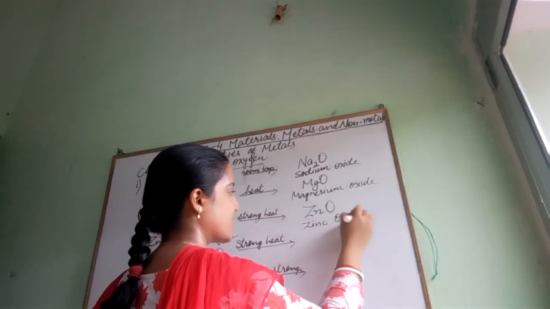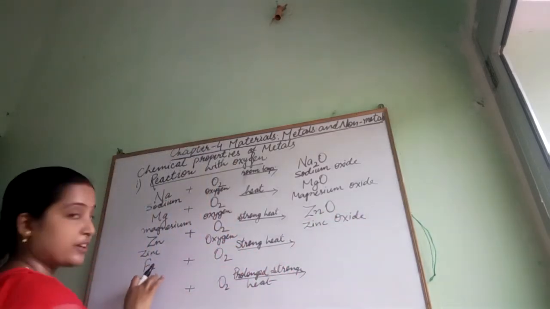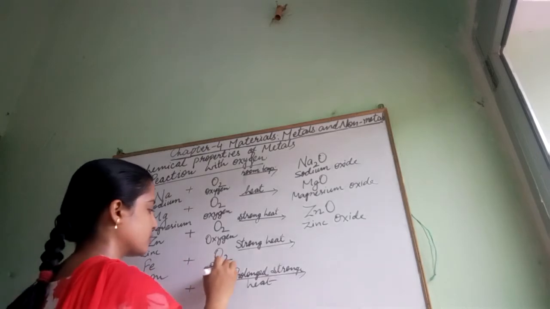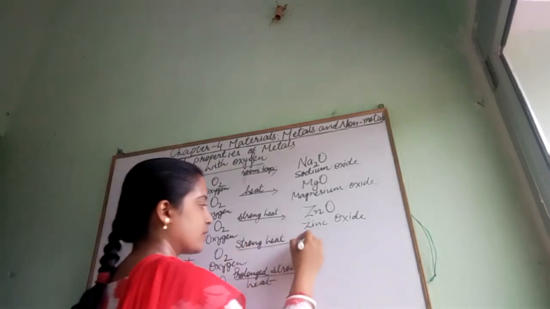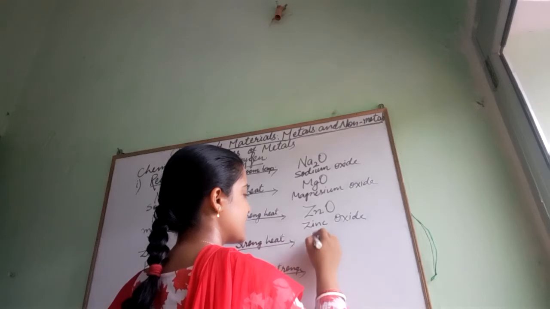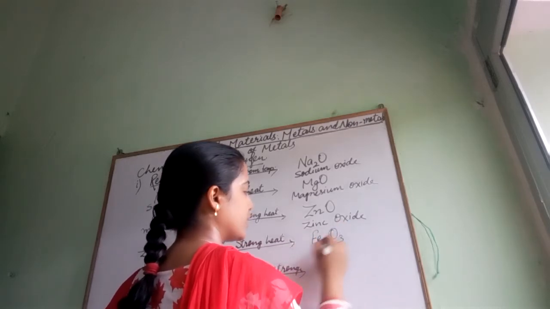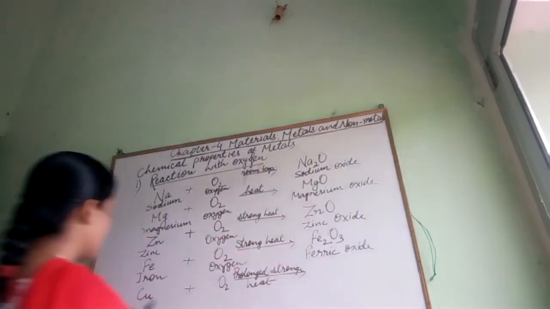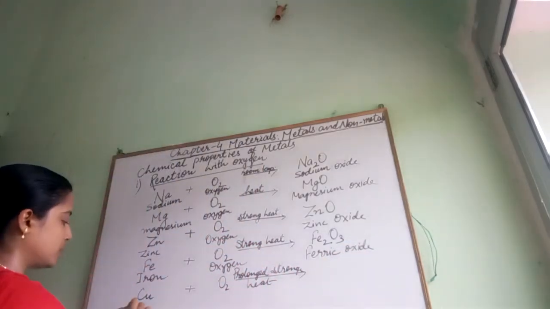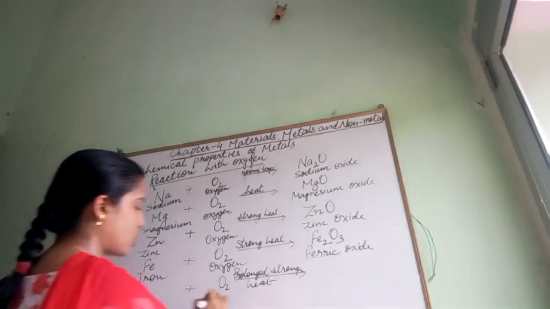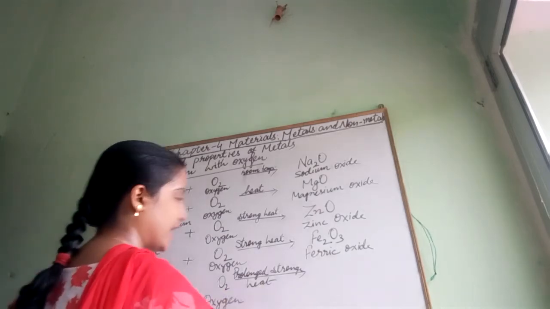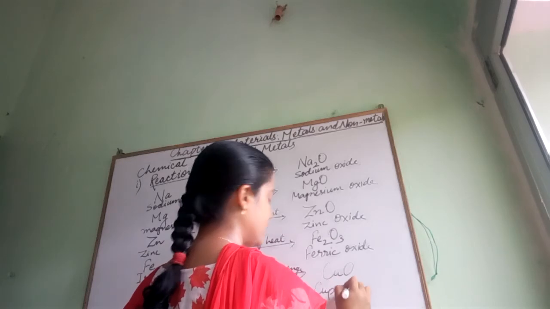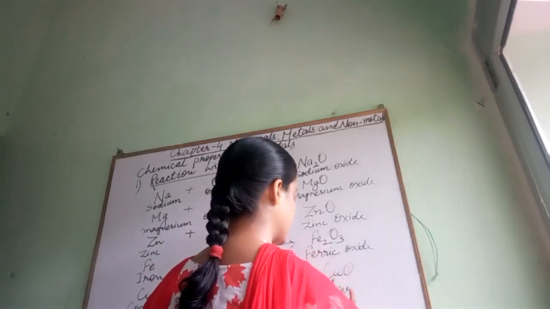Zinc oxide. Whenever Fe, iron, reacts with oxygen, it gives ferric oxide, that is Fe2O3. Whenever copper, Cu, reacts with oxygen, it gives copper oxide, CuO. Copper oxide.